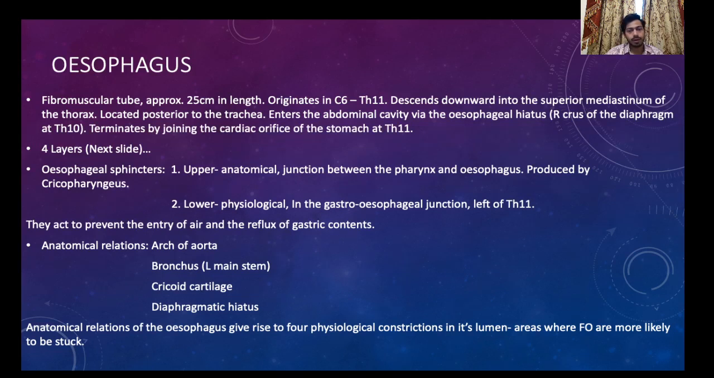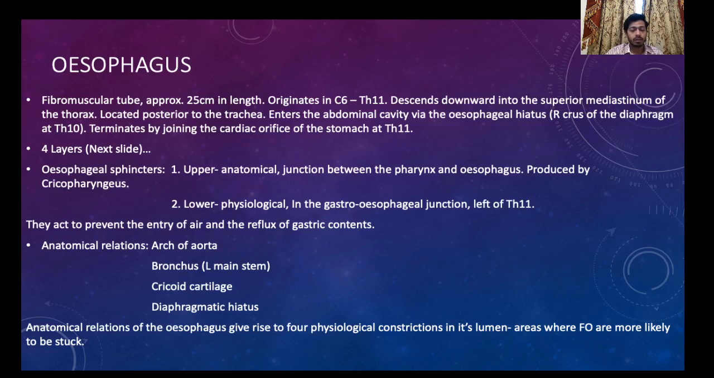And another part of the esophagus, which is very, very critical to its function, is that it has sphincters. So it has two sphincters, one which is upper and one which is lower. The upper sphincter is an anatomical sphincter, and it's usually at the junction between the pharynx and the esophagus, and it's produced by the cricopharyngeus muscle.